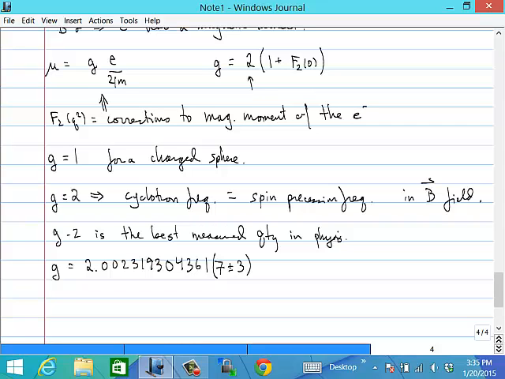So before I do so, let me pause and see if there are any questions. Okay. So I can probably do that. Any questions before? I'm rolling up my sleeves. Any questions before I go ahead and compute G minus 2 for the electron?